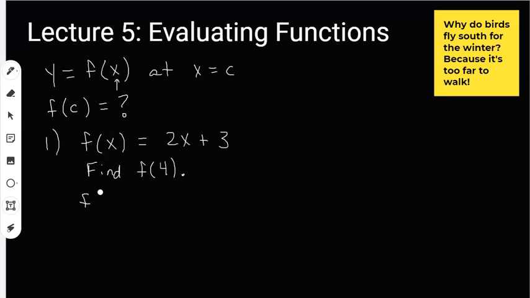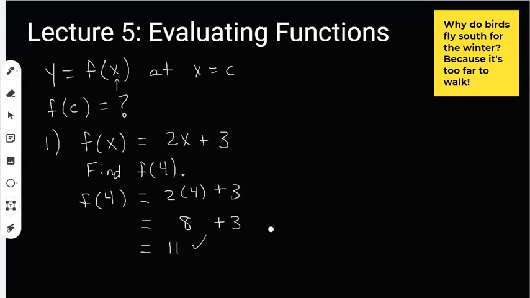So I start off by writing f of 4, and then when I get to the function 2x plus 3, I'm just going to replace the x with a 4. So I get 2 times 4 plus 3. And then I work it out based on the order of operations. So I have 2 times 4, so I'm going to multiply this 2 by this 4 first, and that's going to give me 8. And then I bring down the plus 3. And then 8 plus 3, that's going to give me 11. And that's my answer.